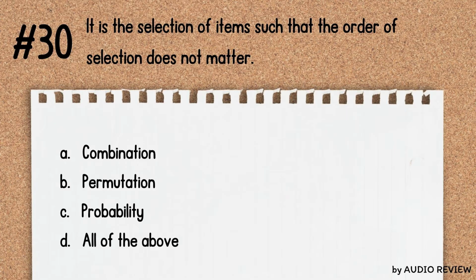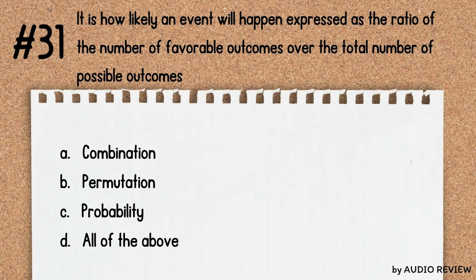Permutation. C. Probability. D. All of the above. The answer? It's A. Combination. Combination. It is the selection of items such that the order of selection does not matter. Combination. Question number 31. It is how likely an event will happen expressed as the ratio of the number of favorable outcomes over the total number of possible outcomes.